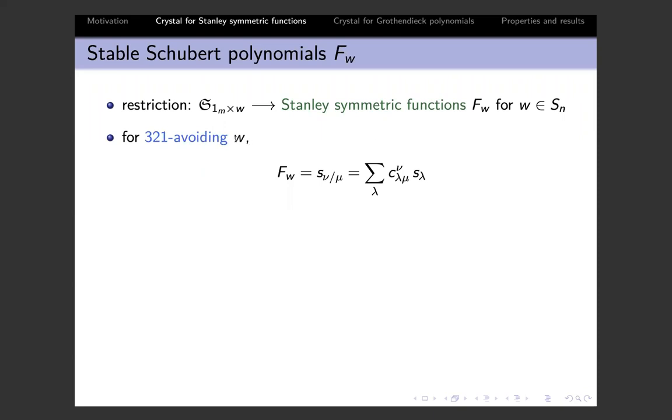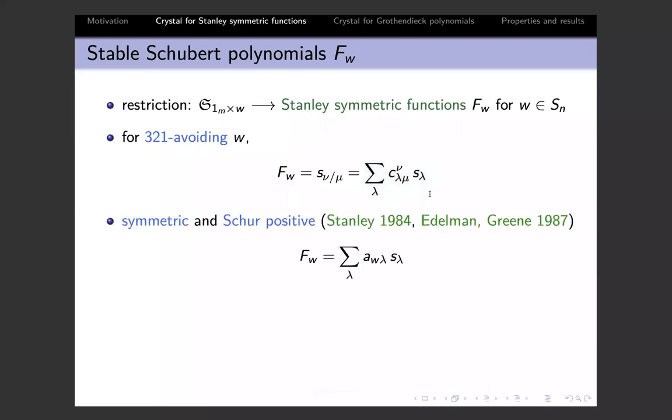If your permutation w that indexes the Stanley symmetric function is 3-2-1 avoiding, then in fact, the Stanley symmetric function is also equal to a skew Schur function. And I guess we all know the Littlewood-Richardson rule. If you have a skew Schur function, you can write that as a sum of Schur functions, and the coefficients are precisely the Littlewood-Richardson coefficients. So if w is 3-2-1 avoiding, then we immediately get the Schur expansion of these Stanley symmetric functions. They were introduced by Stanley, and he also showed that they're symmetric functions. Then Edelman and Greene showed that they're Schur positive.